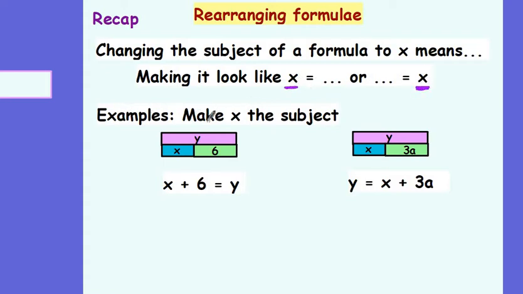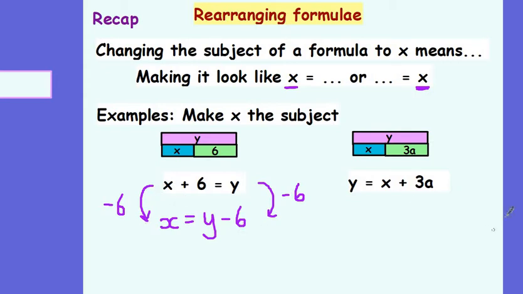So, for example, if I need to make x the subject of x plus 6 equals y, I want to make this look like x is equal to something. And the way I'm going to do it, I can either use my bar model, where I can say the length of x is equal to the length of y, take away the length of 6, so x is equal to y, take away 6, or I can think of it as subtracting 6 from both sides of my equation.